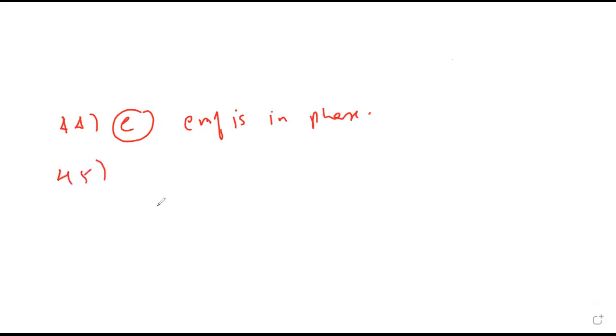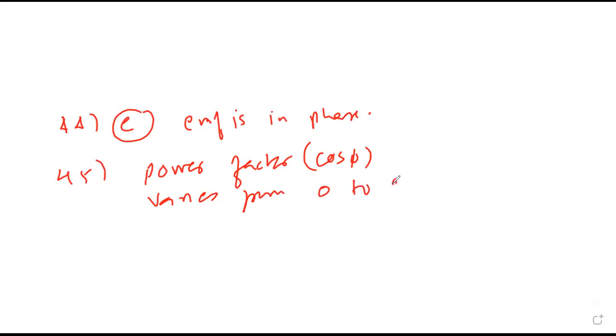Forty-four. In an AC circuit with only resistance, the EMF and current are in phase, correct? Yes, sir. 45. Power factor means cos phi. What is the value of cos phi? It varies from 0 to maximum 1, na? Yes, sir. So answer C.